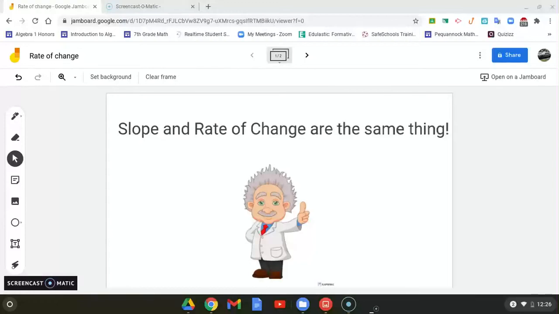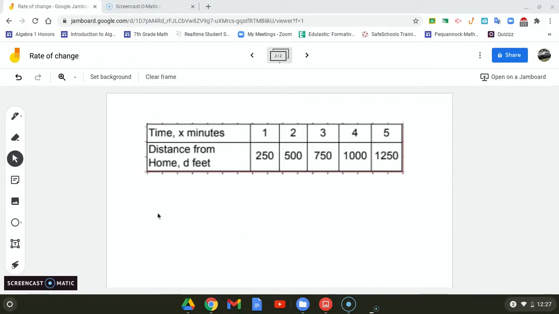Yeah, looking at it, this is more slope. So slope and the rate of change are basically the same thing. And we're going to find that out as we go through and do our next example.